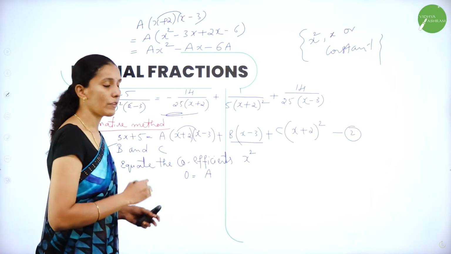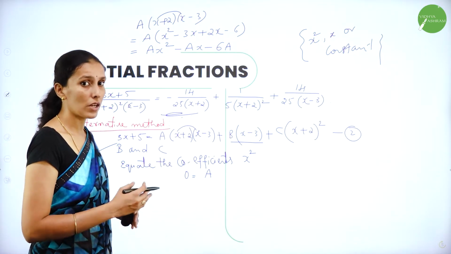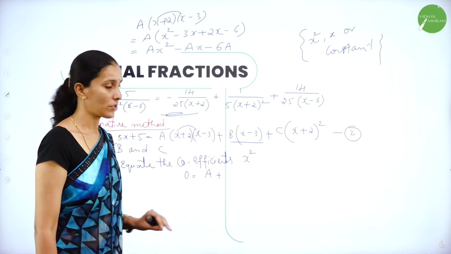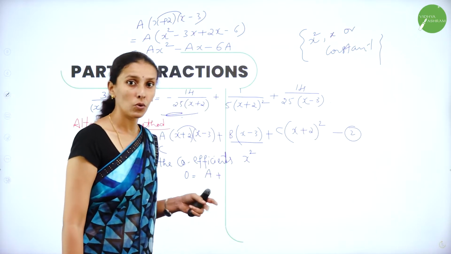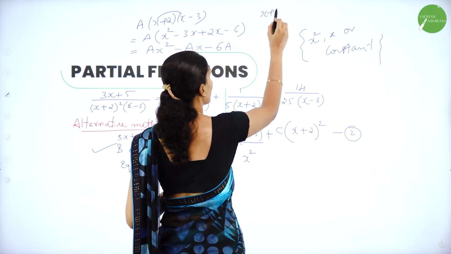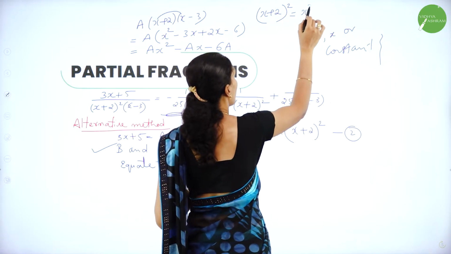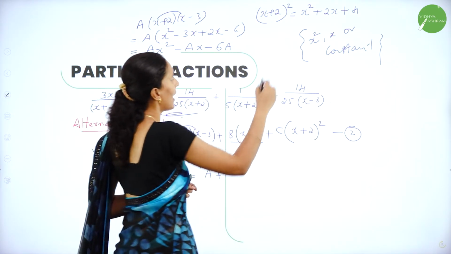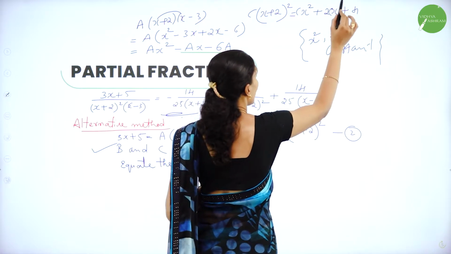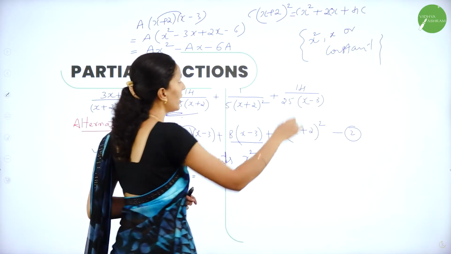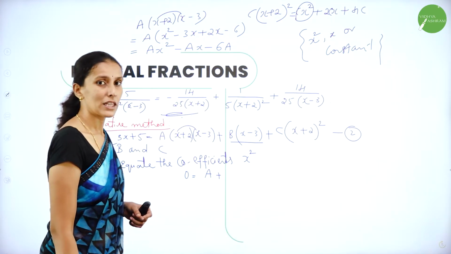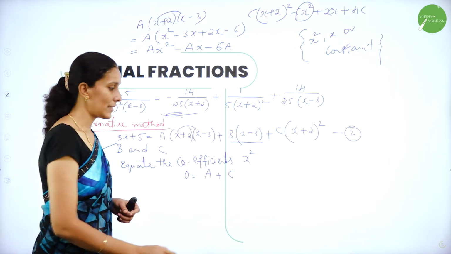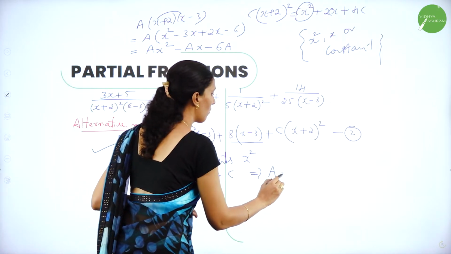as the coefficient for x square. Similarly, look at this equation. When you multiply, it is just bx minus 3b. So there is no x square term, therefore you don't have any coefficient of x square. But here, when you expand x plus 2 whole square, what happens? It is x square plus 2x plus 4. When you multiply with c, you will get cx square plus 2cx plus 4c. So you have a coefficient of x square with c. Therefore you can write 0 is equal to a plus c. So this implies a is equal to minus c.